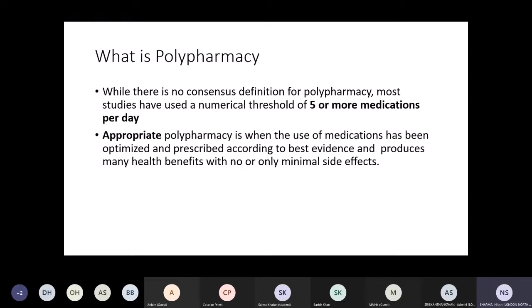But in practice, you will see a number of patients taking many more than 5 medications per day. So appropriate polypharmacy is when the use of medications has been optimized. As I told you, the medications that have been going on for a long time, just because the patient is taking them on admission doesn't mean that the patient needs to take them in the hospital or on discharge. And we should use the best evidence to stop these medications, or give only the ones that are required.